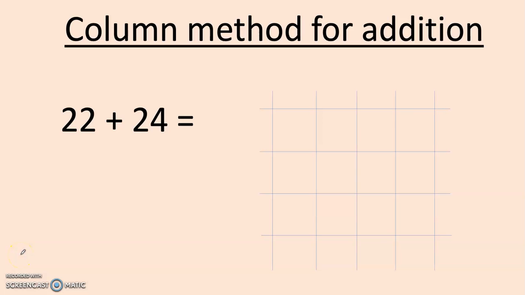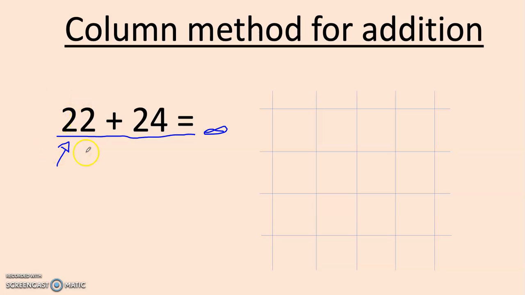Hi everyone, and this is just a quick video to go through column method for addition, and this is without crossing over the tens. So first of all, I'm just going to have a quick look at my number sentence. So this one over here is in fact my number sentence of 22 plus 24, and I need to find the answer just here. So the first thing I want to do is take a look at my first number. In this case, my first number is 22.